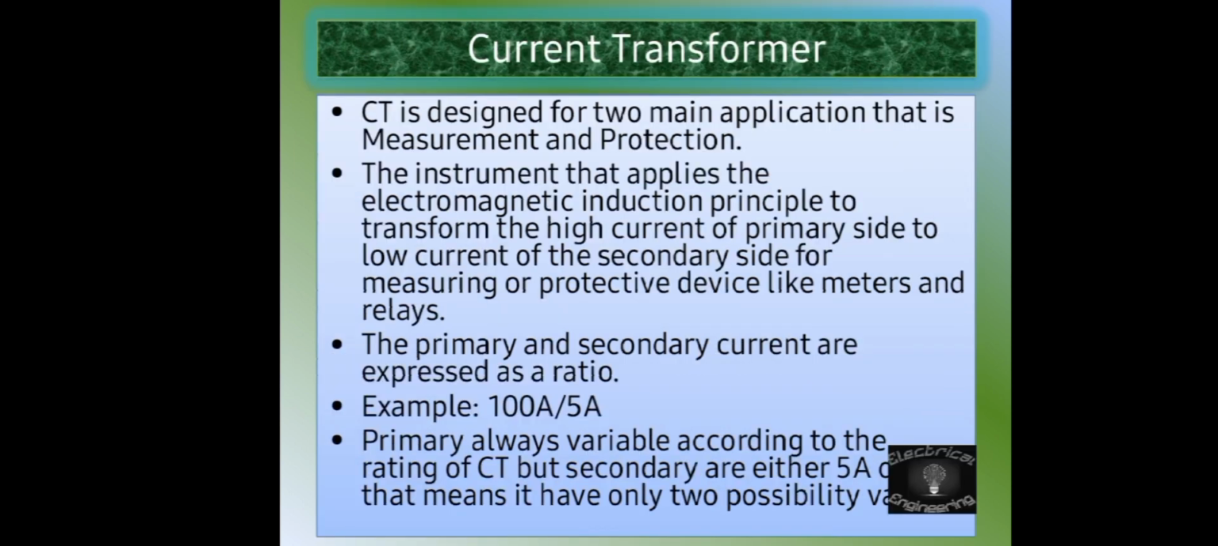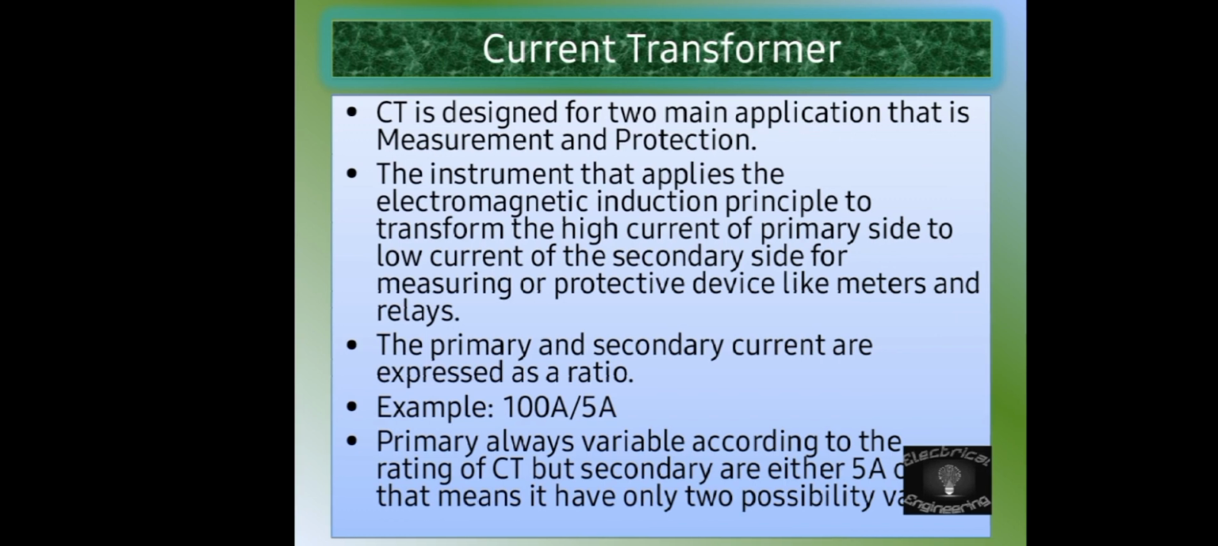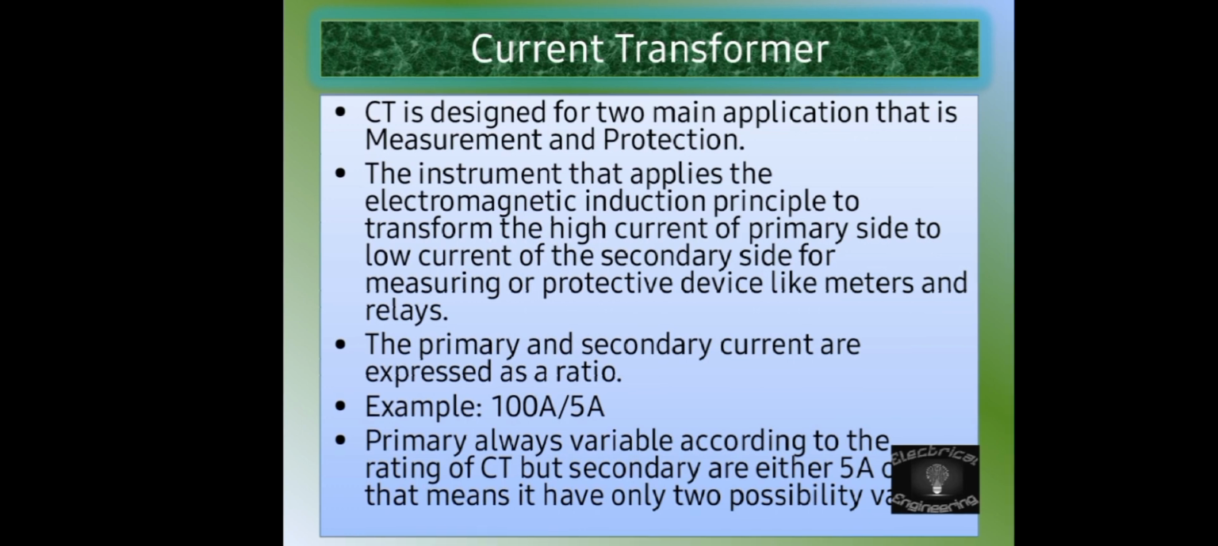A current transformer works on the principle of electromagnetic induction to transform the high current of the primary side to low current on the secondary side, used for the purpose of measuring and protection. This transformer is expressed in a current ratio. For example, 100 per 5 ampere. 100 means the current flowing in the primary side, and 5 ampere is the corresponding value of the secondary current.